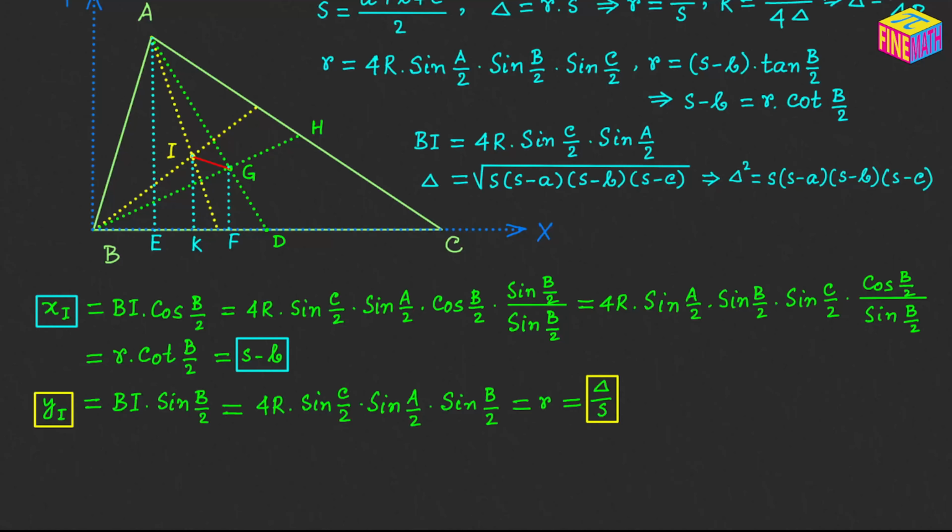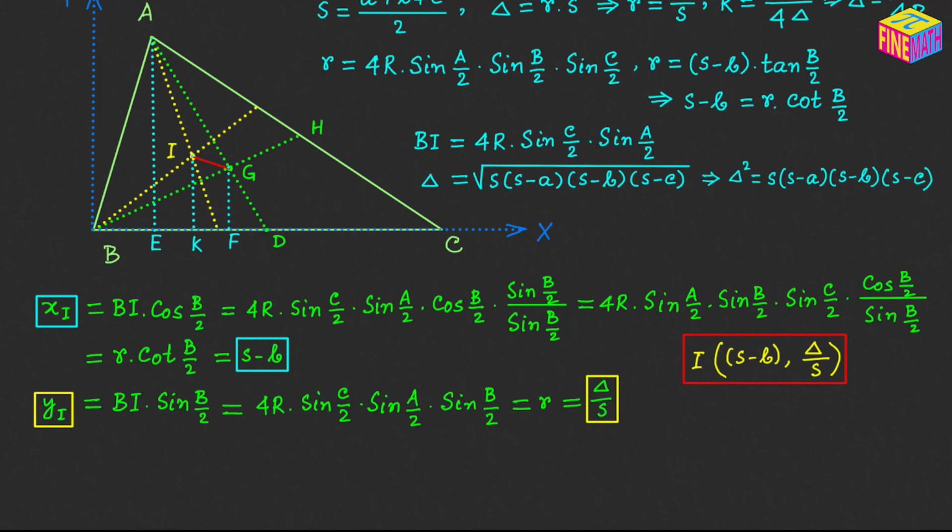So delta over s can be easily calculated as long as we know the side lengths. And in this method, which is method number 2 that we are discussing now, we have been provided with the side lengths of this triangle. So we should be able to calculate s minus b and delta over s easily. So let me note down the coordinates of the incenter on the right hand side. The x coordinate is s minus b and the y coordinate is delta over s.